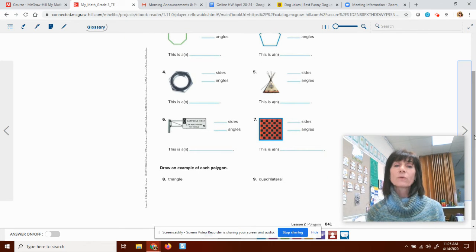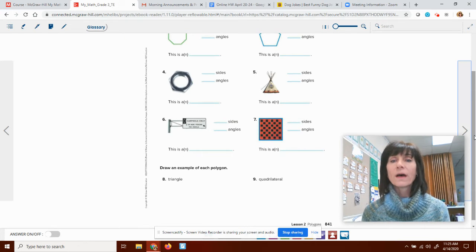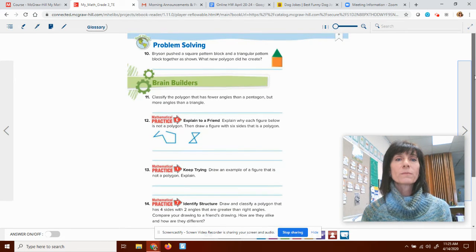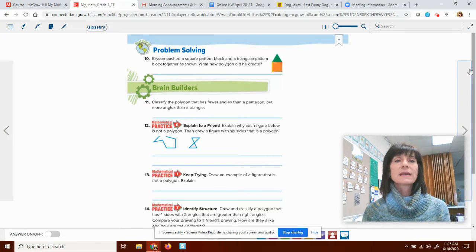On the bottom, they want you to draw an example of a triangle and of a quadrilateral. If you're not sure what the quadrilateral was, again, go back. On your problem solving, it says Bryson pushed a square pattern block and a triangular pattern block together as shown. What new polygon did he create?